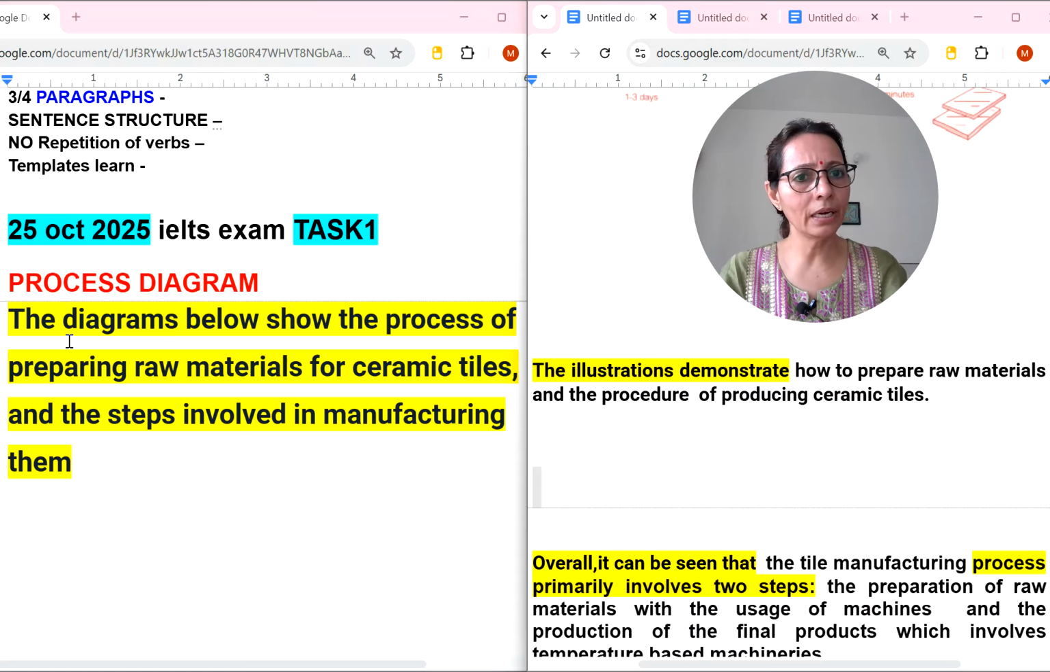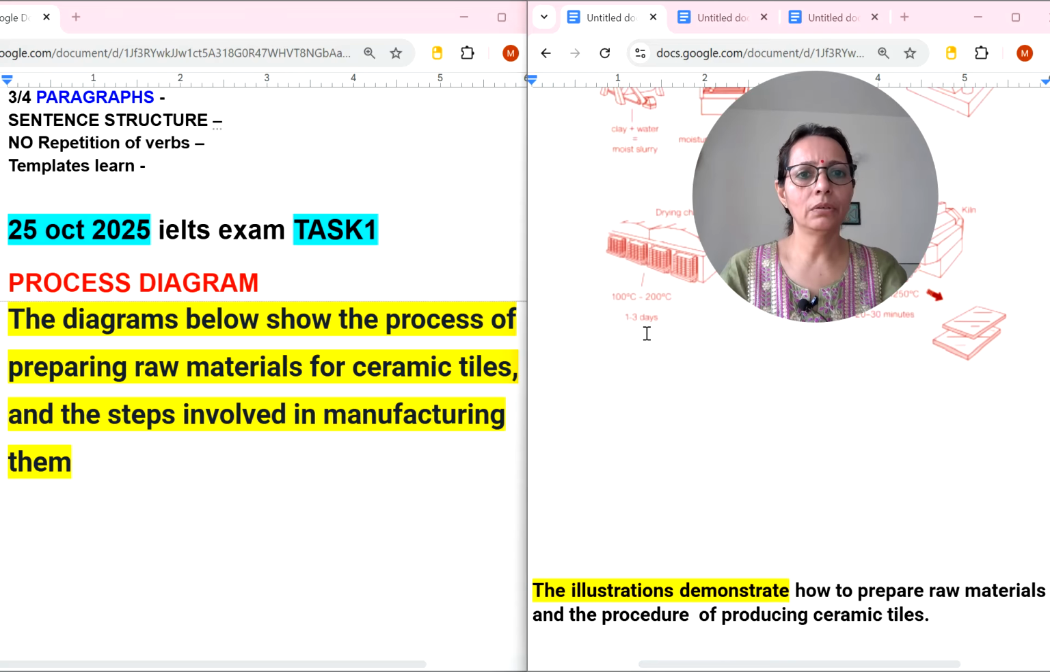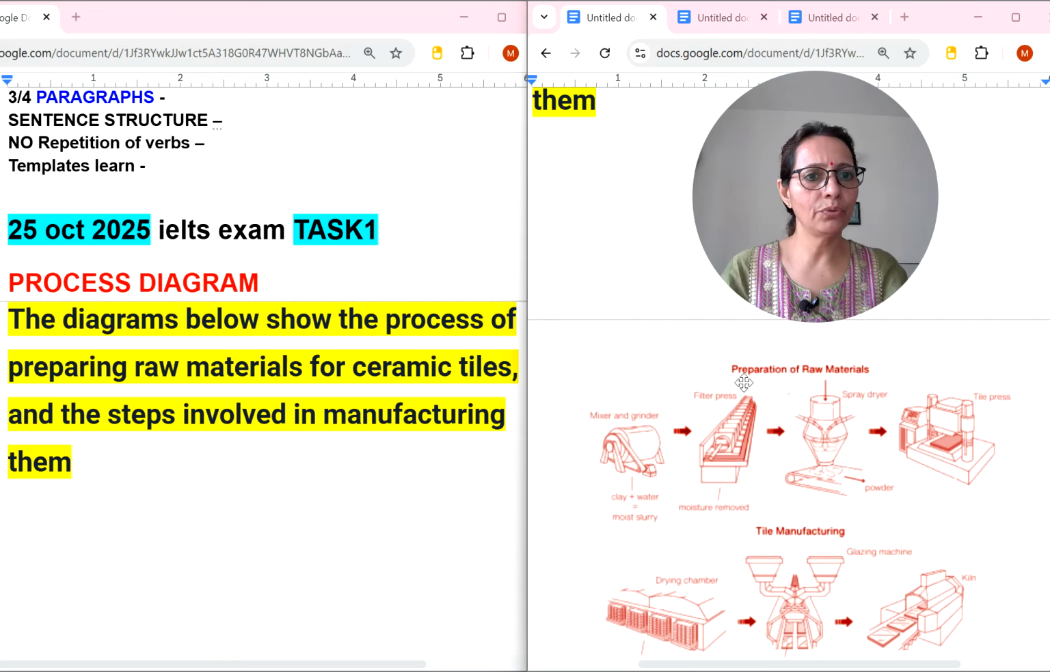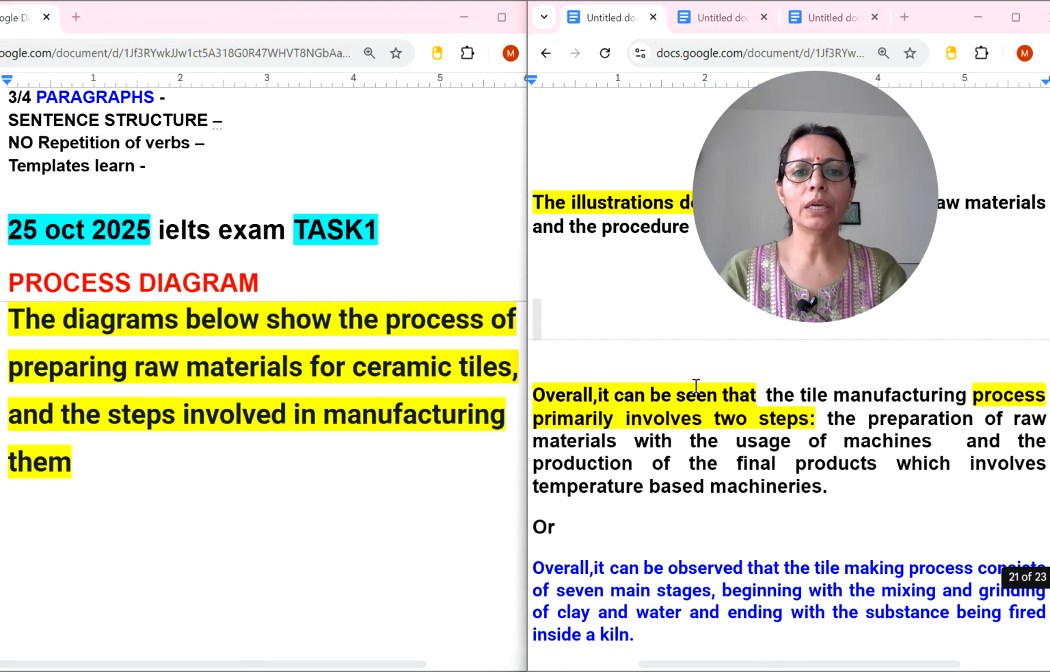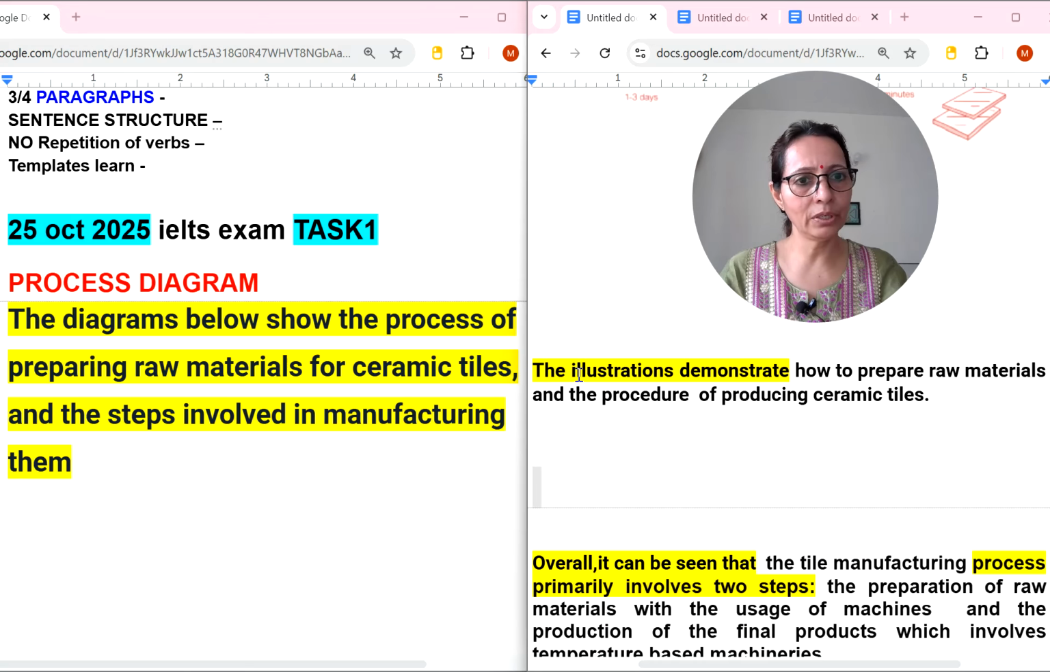So the diagrams are given here. What we have written: the illustrations, or two illustrations you can say. There are two illustrations. First is for preparation of raw material and second is for manufacturing. So the given two illustrations we can write demonstrate. Instead of below, we have written demonstrate or depict; also you can write how to prepare raw materials and the procedure of producing ceramic tiles.